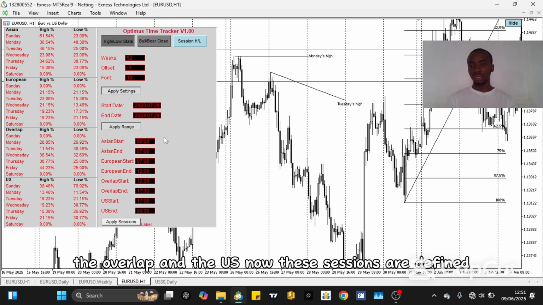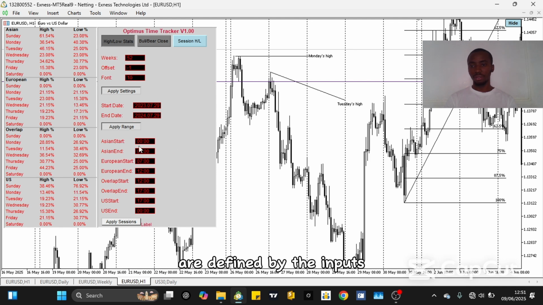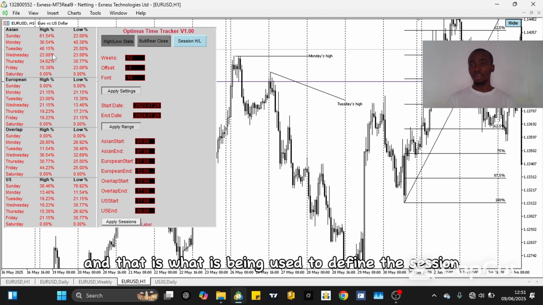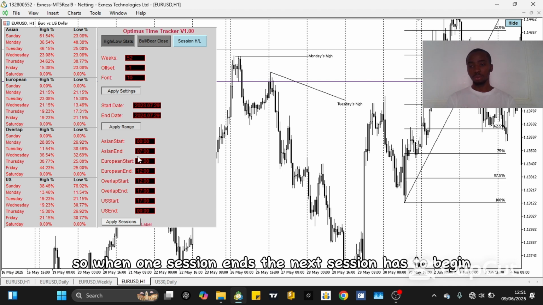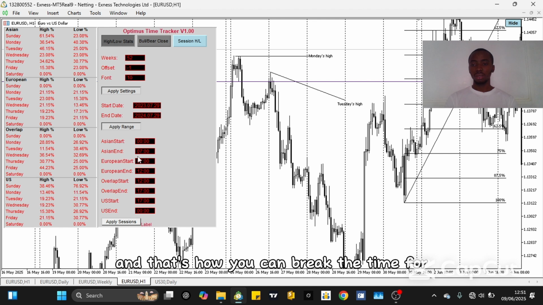The boundaries of these sessions are defined by the inputs here, and you can change these inputs on your own to determine what you want. And you see this -1, the server offset. My broker is currently 1 hour behind me, so I'm using the -1 server offset to adjust my local time to the broker's time. So this data here is input in my local time, and that is what is being used to define the session boundaries. You don't have to allow the sessions to overlap. When one session ends, the next session has to begin, and that's how you can break the time up as you want it.